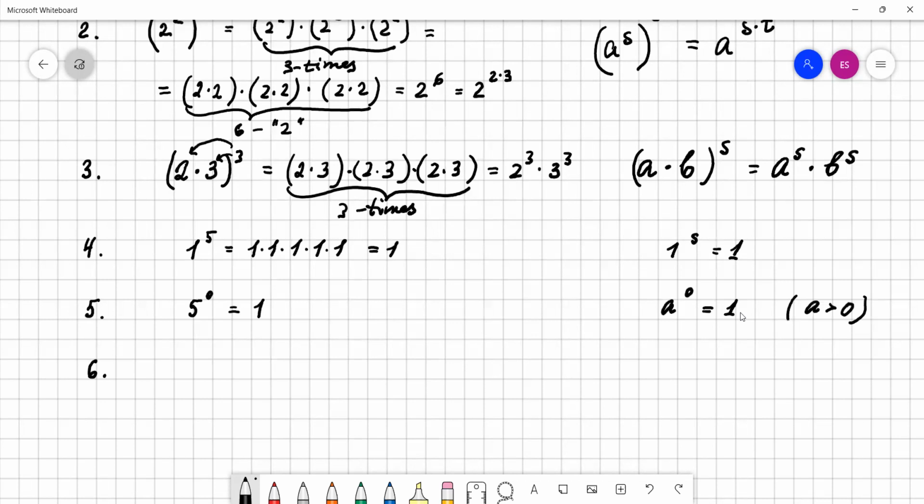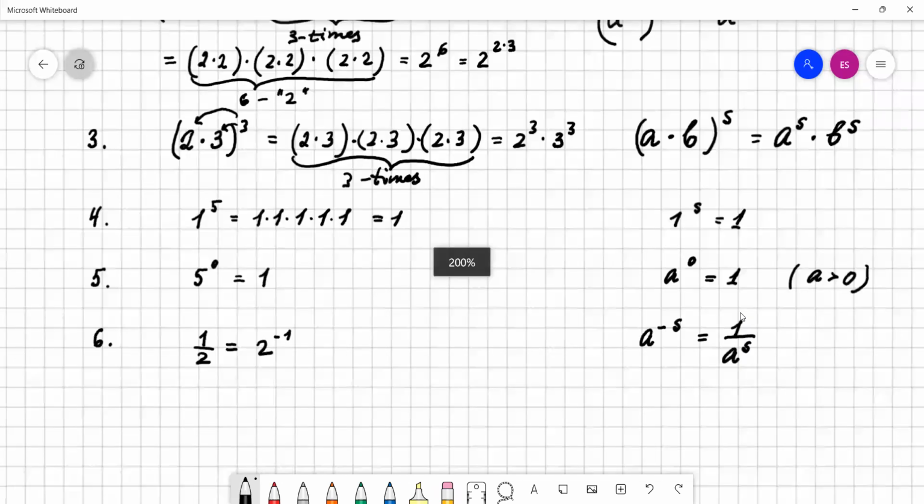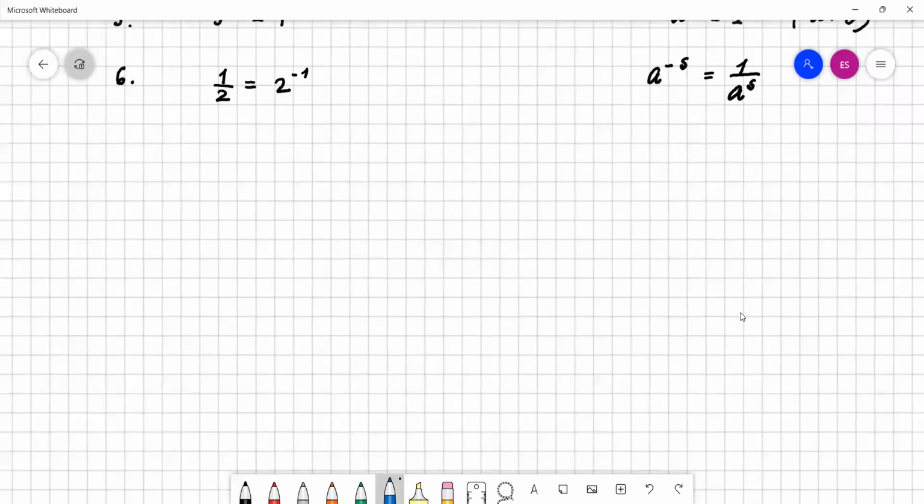So, for example, we know that 1 over 2 can be represented as 2 to the power of negative 1, right? So basically, the general rule is a to the power of negative s is the same as 1 over a to the power of s. So a minus in front of the power means that you move the whole thing to the denominator. Okay? Now we are ready to move to the definition of exponential function after we reviewed these rules.